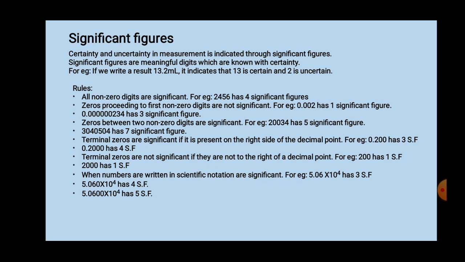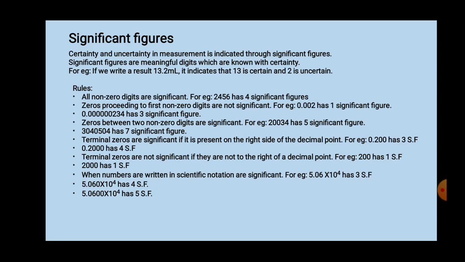The first rule says all non-zero digits are significant. All non-zero digits, other than 0, means the rest of the numbers are significant. Now the example is given as 2456. Is any 0 there? No. How many digits are present? 1, 2, 3, 4. So 4 significant figures are present.